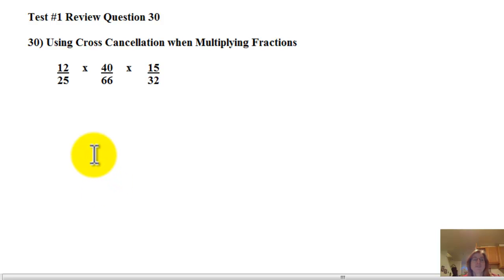Alright, this is test review question number 30, and I want to demonstrate how to use cross-cancellation when multiplying fractions.